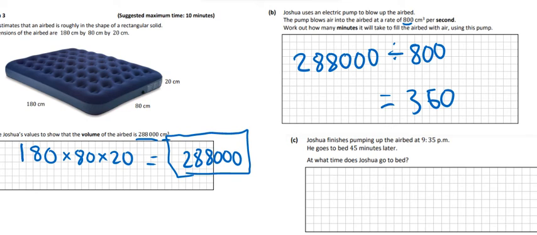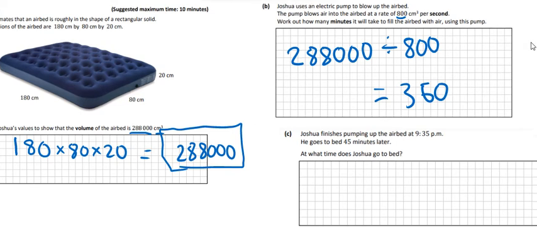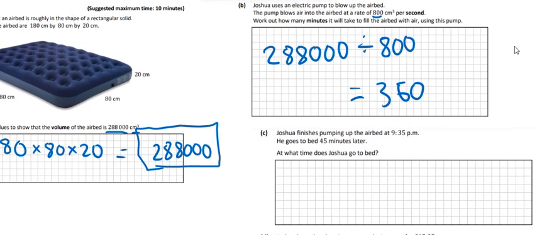But you're not finished now. That'll get you some marks, but you're not finished completely, because just look back at the question. It asks you how many minutes. So what you need to do is divide then by 60. And it actually gives you 6 minutes exactly, because there's 60 seconds in a minute. So your answer then is 6 minutes.